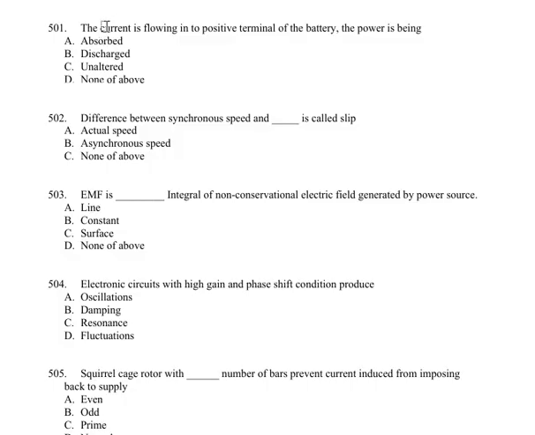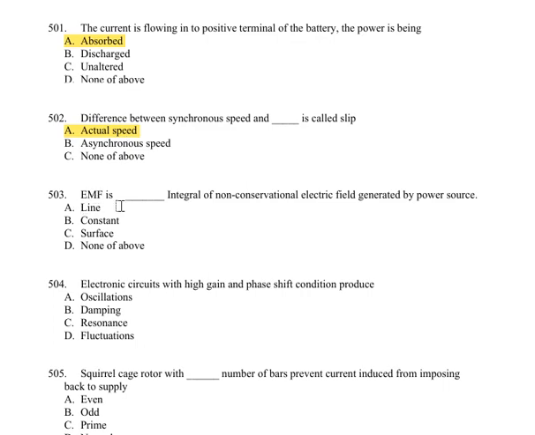The current is flowing into the positive terminal of the battery. The power is being absorbed. The difference between synchronous speed and actual speed is slip.